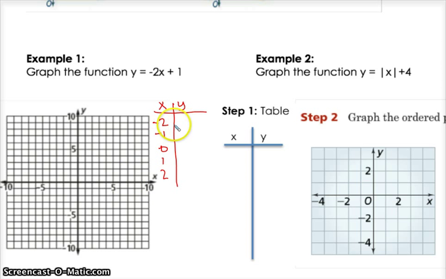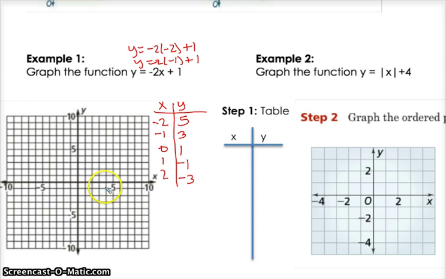In order to come up with the y values, I'm going to plug in the x value and see what I get for y. So when I plug in -2 for x, I see it's -2 times -2 plus 1. That equals 5. When I plug in -1, it's y equals -2 times -1 plus 1. And that's 3. And so on. I plug in 0 and I get 1. I plug in 1, it's -2 plus 1, that's -1. If I plug in 2, that's -4 plus 1, that's -3.